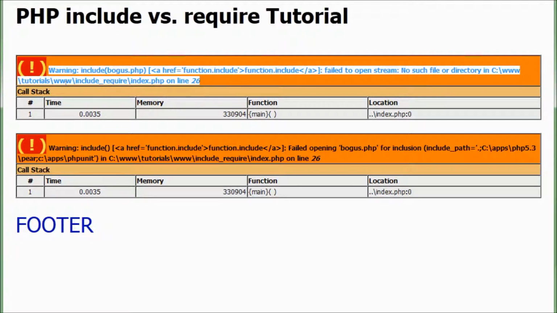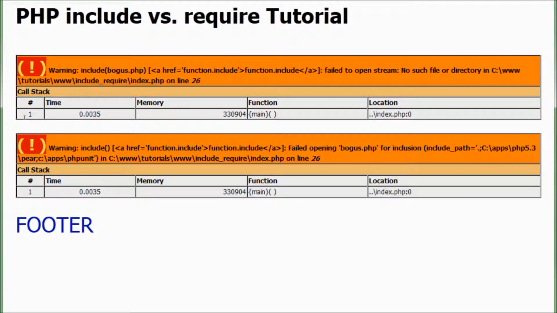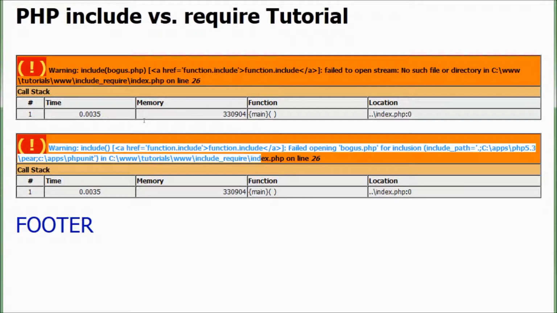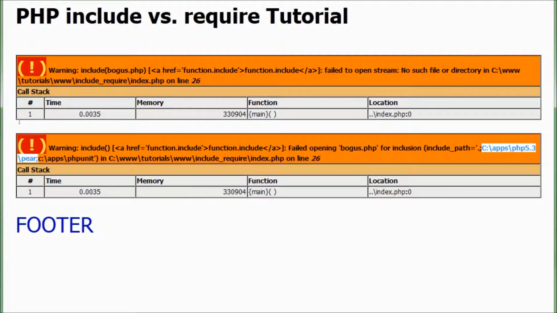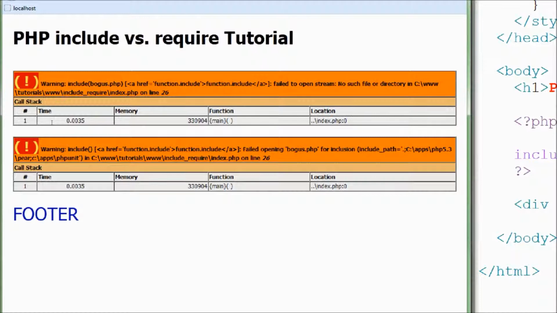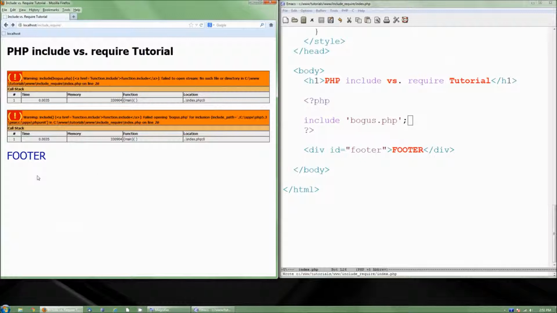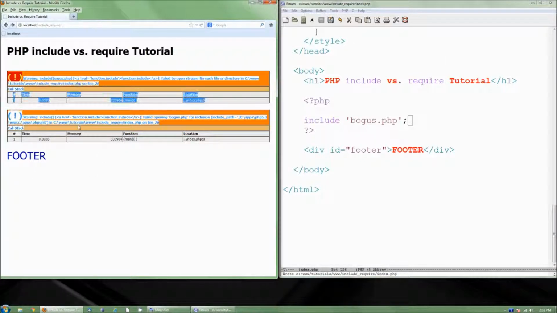In index.php on line 26, and the second message tells you where the interpreter looked for the file, and that's defined in the include path right here. So you can see the directories where it looked. It looked in the current directory right there, defined by a period, and then it looked in the PEAR directory, and it also looked in the PHPUnit directory. And there is no file named bogus.php in any of those directories. So it output these warning messages.